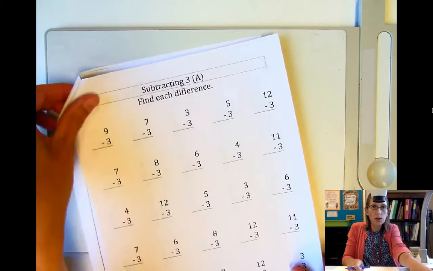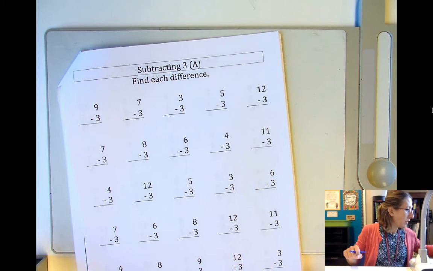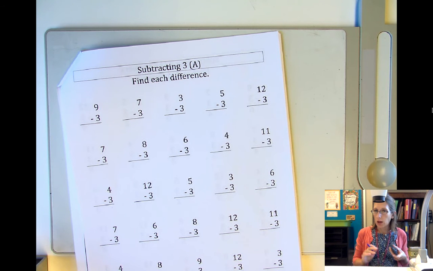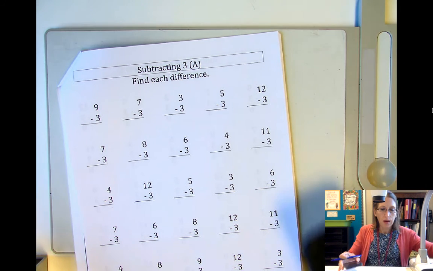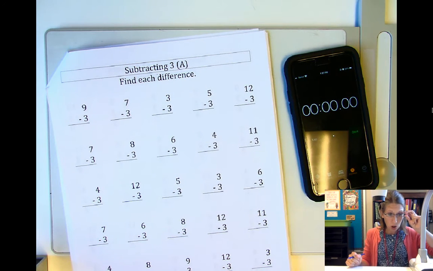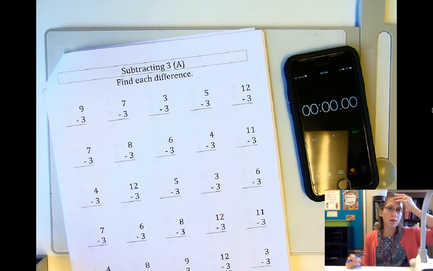Now I mentioned that the goal for us is to do this one page in 1 or 2 minutes. If that is not much of a challenge for you, see if you can do it in less than 30 seconds. And another thing I mentioned that is fun to do is to time yourself. So I'm going to time myself doing my subtracting 3's facts.